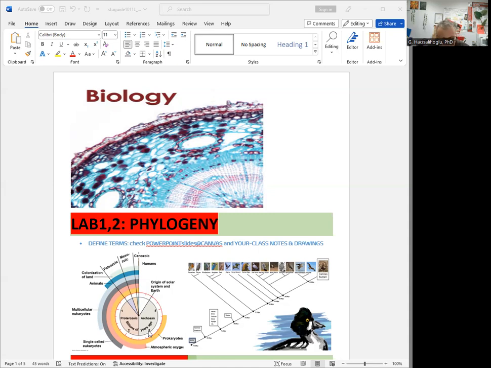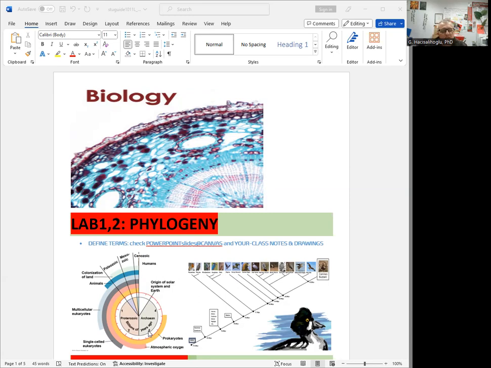So make sure you're familiar with eons, which is the largest block of time, and eras like the Cenozoic, and then periods like today. What's the period today? The Quaternary. But there was also the Cambrian period, which was 500 million years ago, and an epoch and age. So make sure you pay attention to those, and phylogeny.